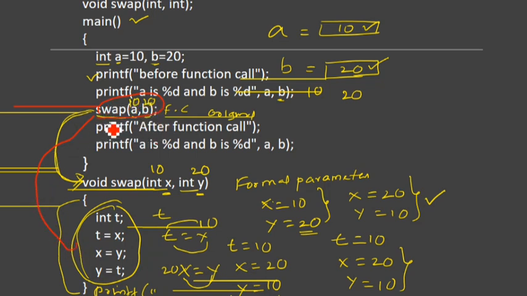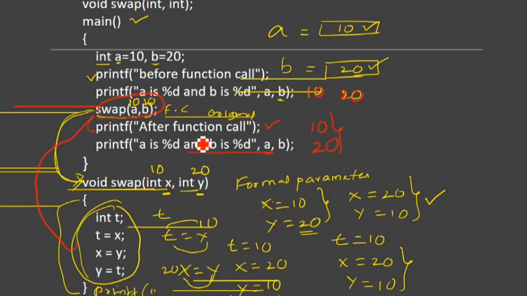After that, the next instruction is printf after the function call, which is printed onto the screen as it is. Then printf a is %d, b is %d. The a value 10 and b value 20 will be displayed. See, before the function call, a value 10 and b value 20 were displayed.